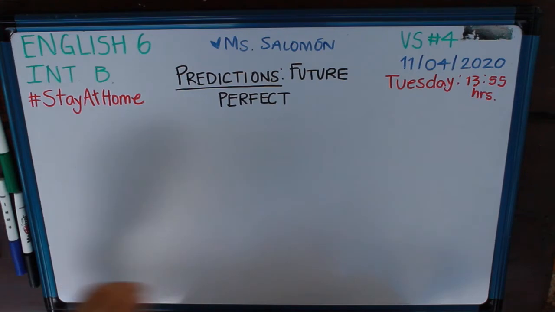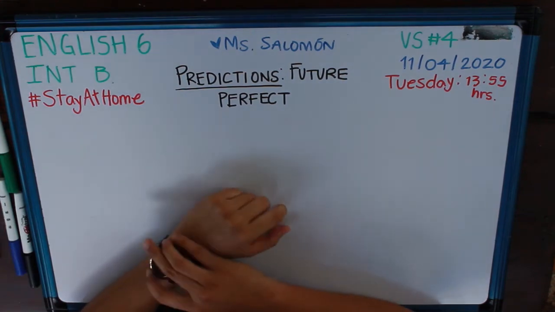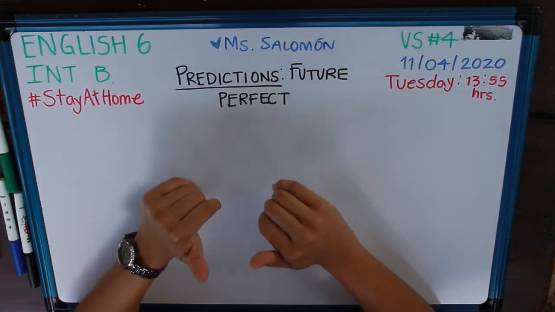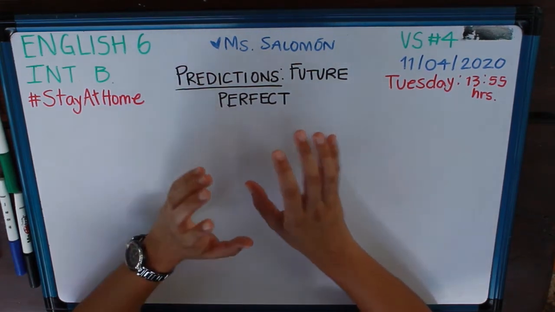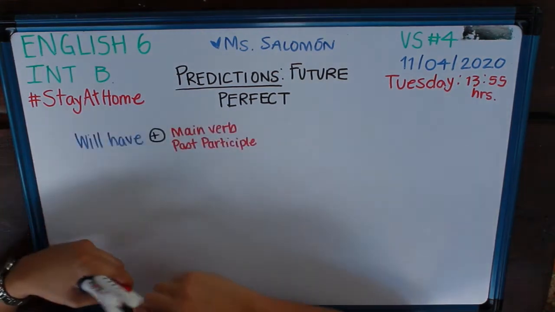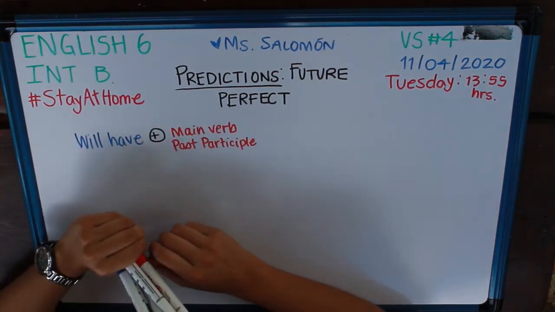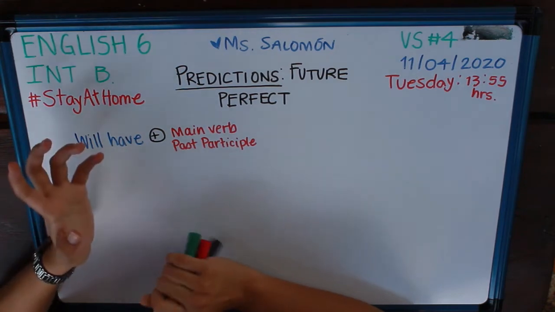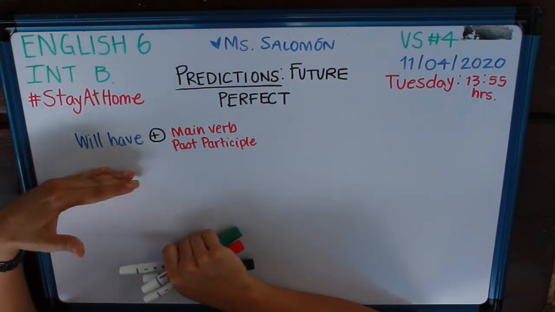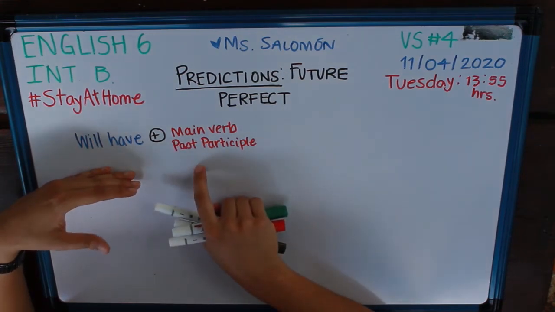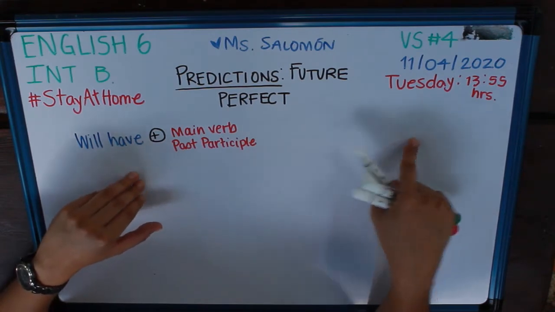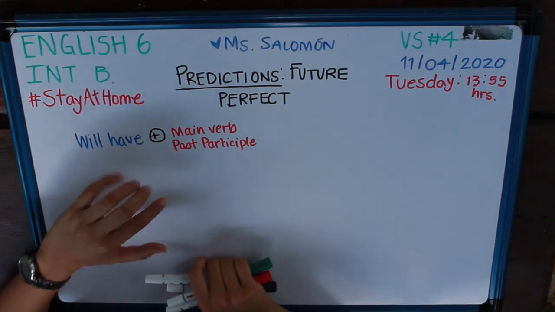Today we will continue to explore predictions, but this time we will focus on the use of the future perfect tense. Before we start with the uses of this tense, we are going to start off with the structure that we need to follow. Whenever we use the future perfect tense, we start off with the subject of the sentence, and we are going to use "will have" plus the main verb of the sentence in past participle. I'm going to write an example right here so you can identify this structure.